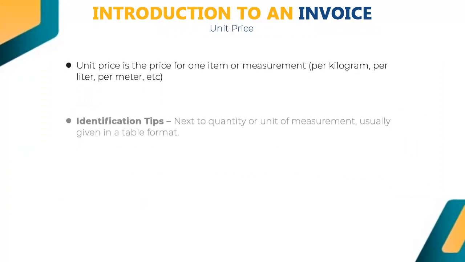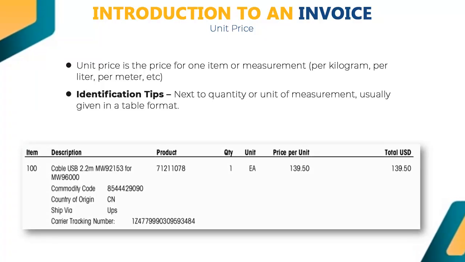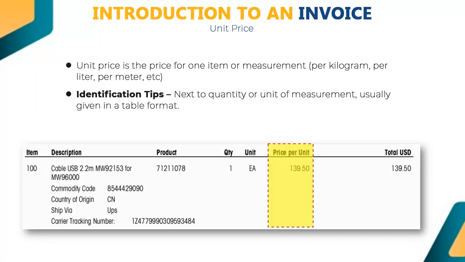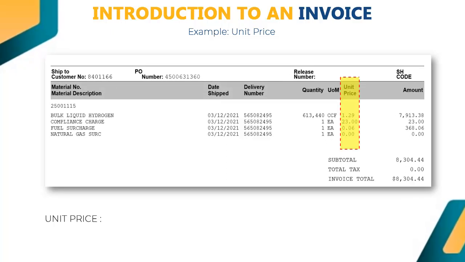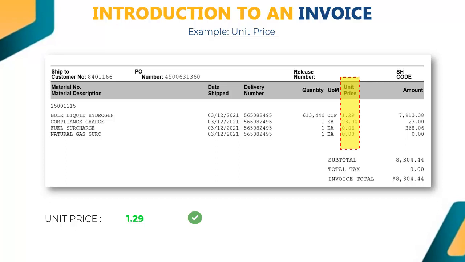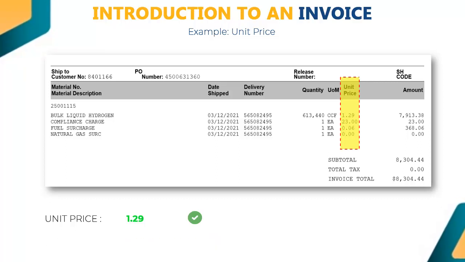Unit price is the price for one item or measurement, per kilogram, per liter, per meter, etc. Identification tips: it comes next to quantity or unit of measurement, usually given in a table format. Key the data 1.29 for the first line unit price. Key other unit price values as per the image shown in the snippet. Do not key the word price, or unit price. If the word unit price or price is already populated, then remove these words.